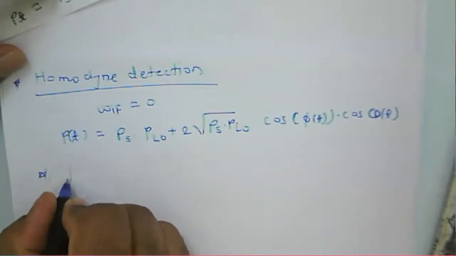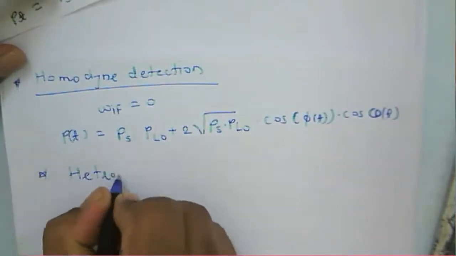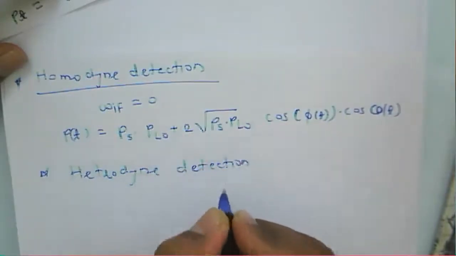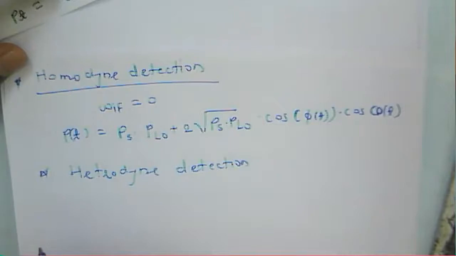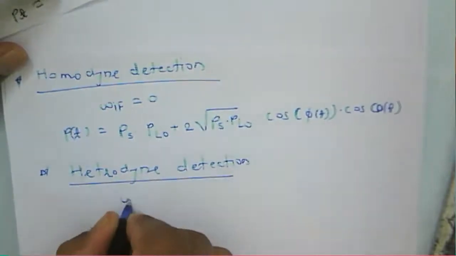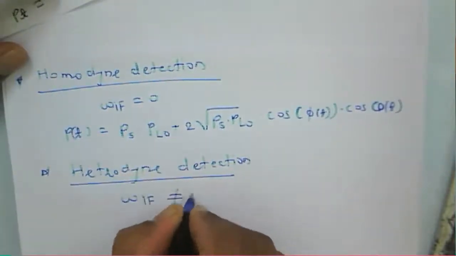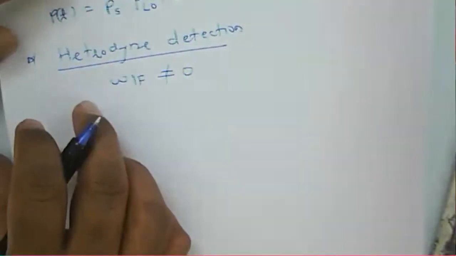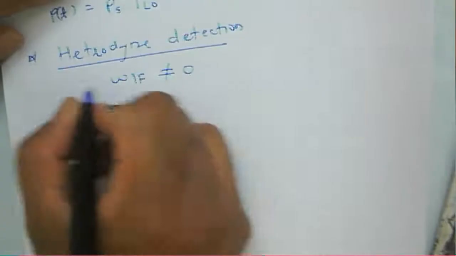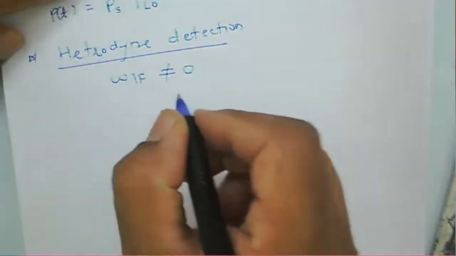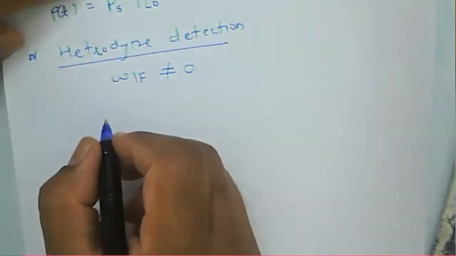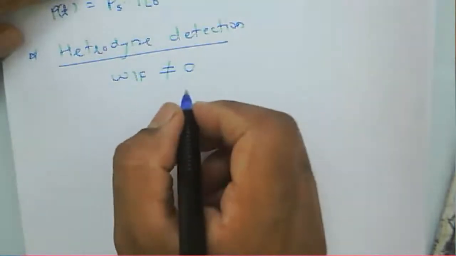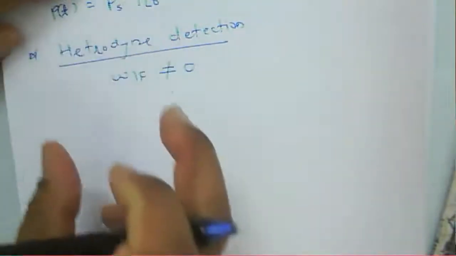Next, about heterodyne detection. In the case of heterodyne detection, W_IF is not equal to 0, that is, the IF frequency is not equal to 0. And then we can say that we don't require an optical phase loop for this detection technique.